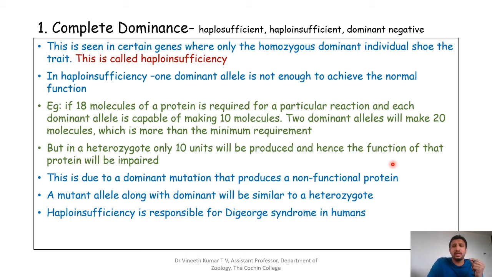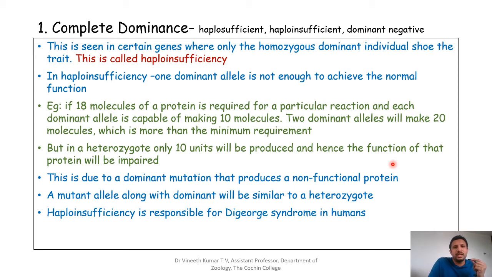As a result, homozygous dominant will not show any deficiency of that enzyme. They will be normal. But just imagine what happens when you are heterozygous. Heterozygous means you have one dominant allele and the other one is a mutant or a recessive one. That will not produce any particular protein, or it produces a protein which is non-functional.